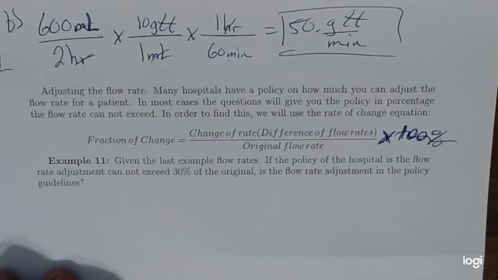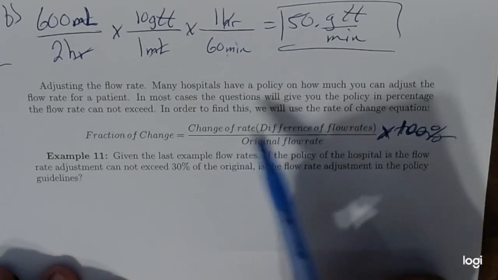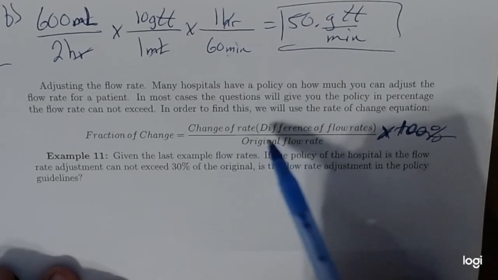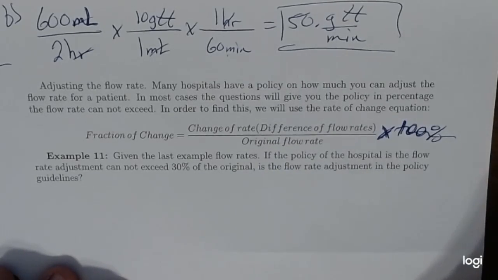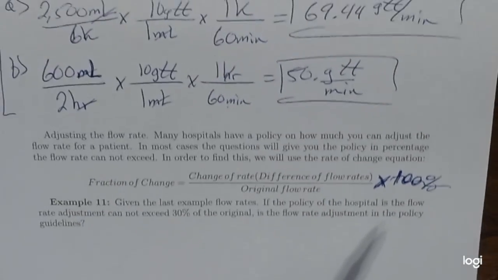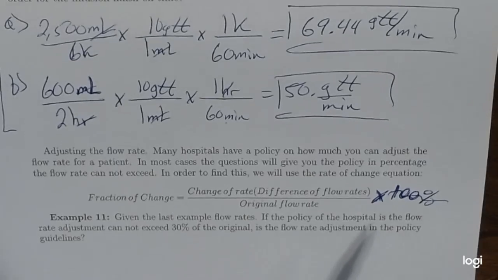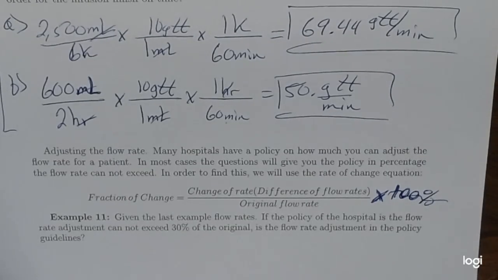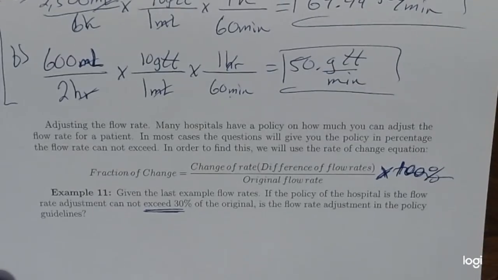Okay. Right? So that is our portion. So the difference between them, largest minus smallest, so you always get a positive, divide by the original, so the one we started with, and just times it by 100. That gives you the percent. Okay. So to give you that portion, let's suppose we have the same scenario above. So given the last example flow rates, if the policy of the hospital is the flow rate adjustment cannot exceed 30%, is the flow rate adjustment in the policy guidelines?